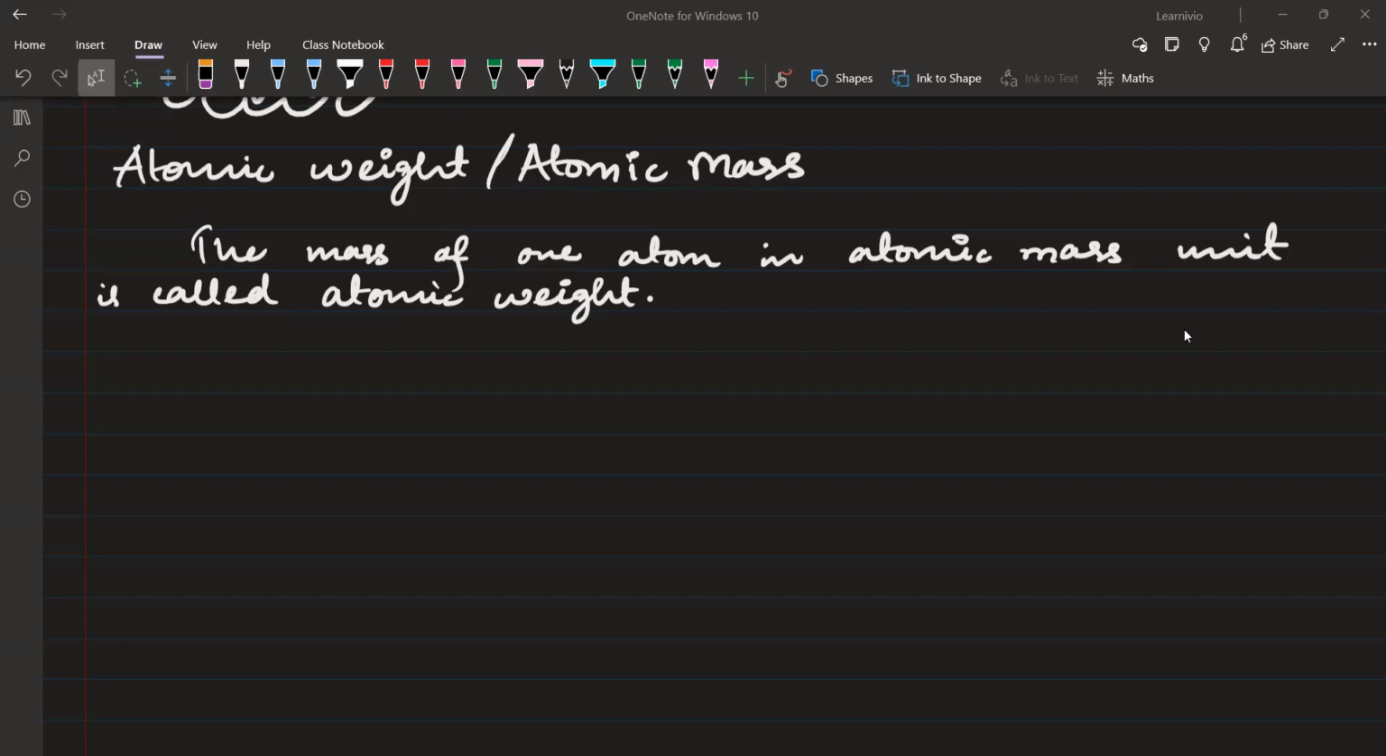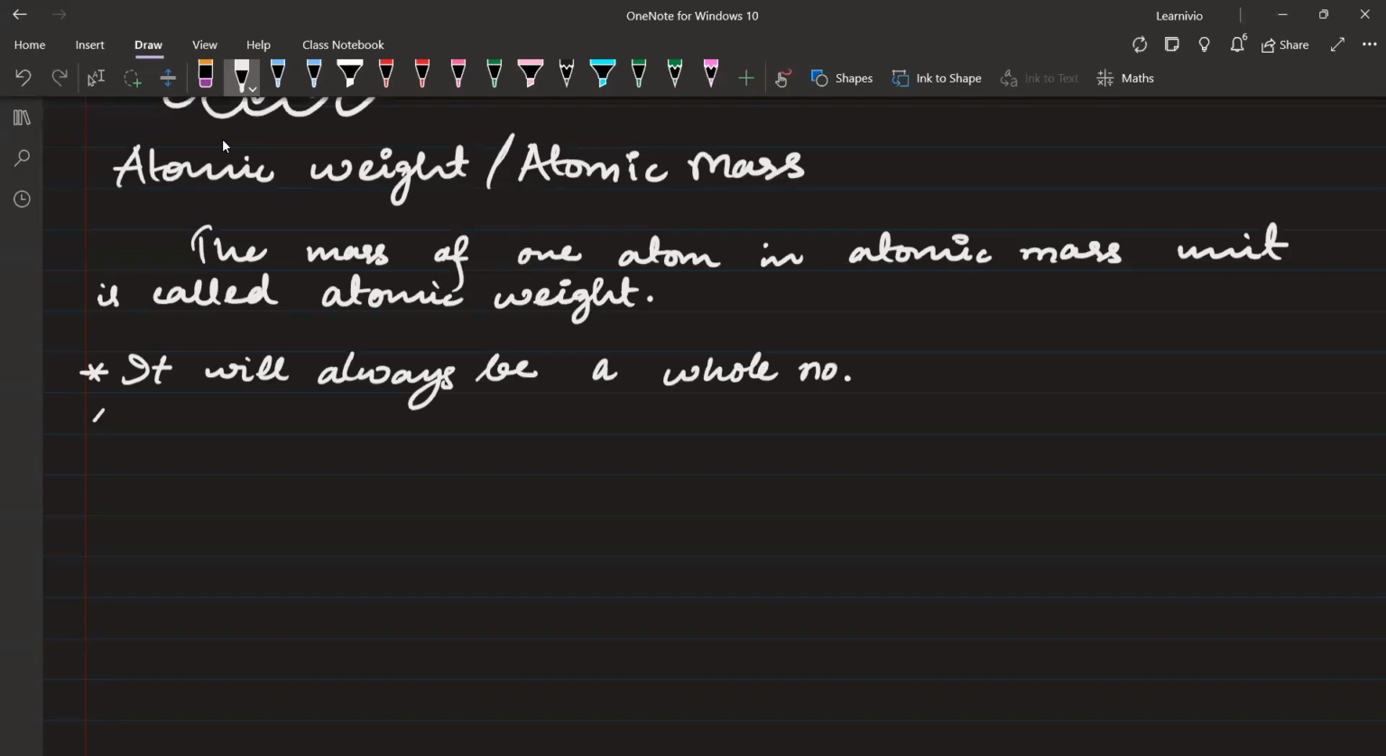Okay, moving on. Now we have to define what is atomic mass unit. So the scientists said that we find the one having the least weight, and we will say that this is the one atomic mass unit. Before writing all of those things, there are a few things that scientists decided on. First, this atomic weight or atomic mass unit will always be a whole number. It will not be in fractions or decimals.